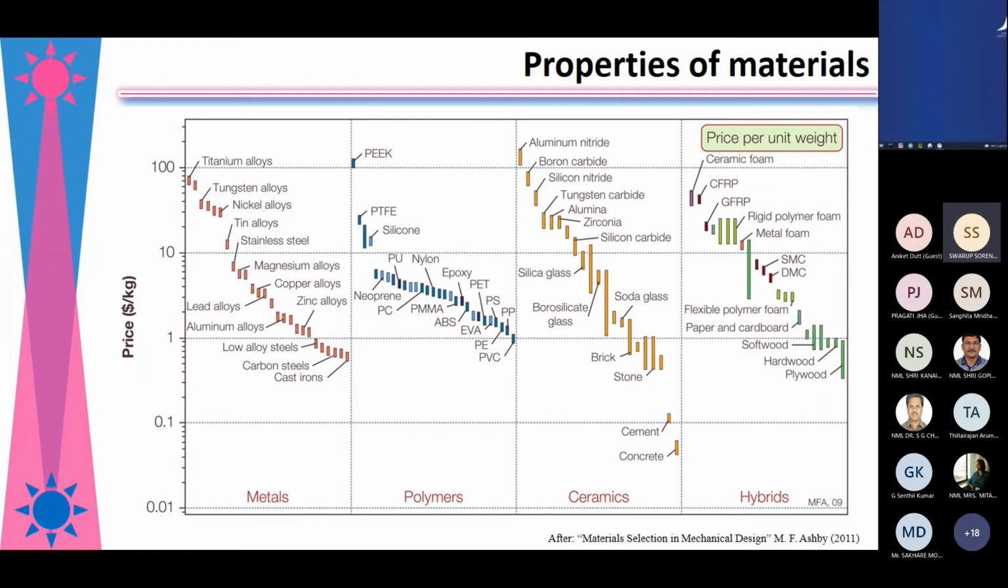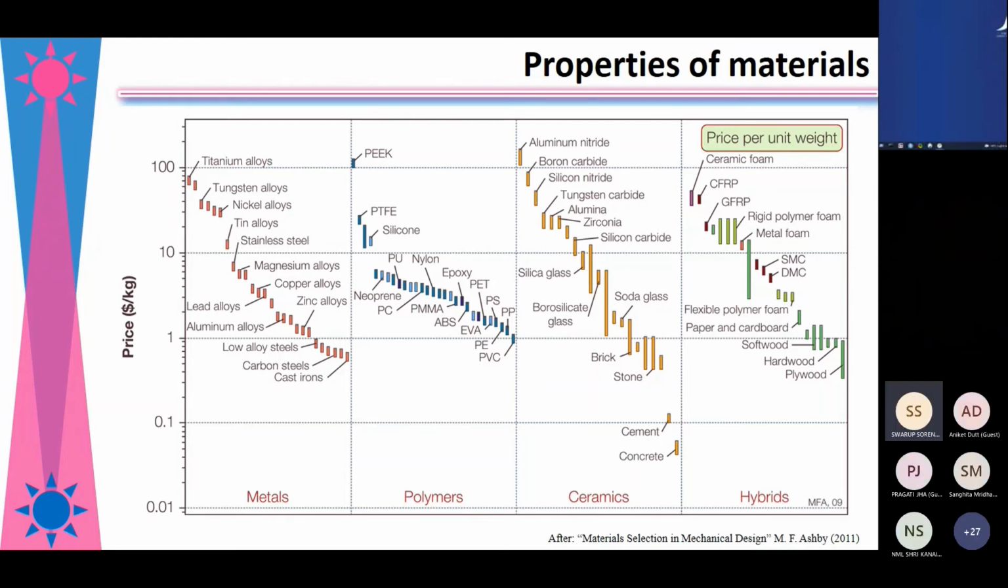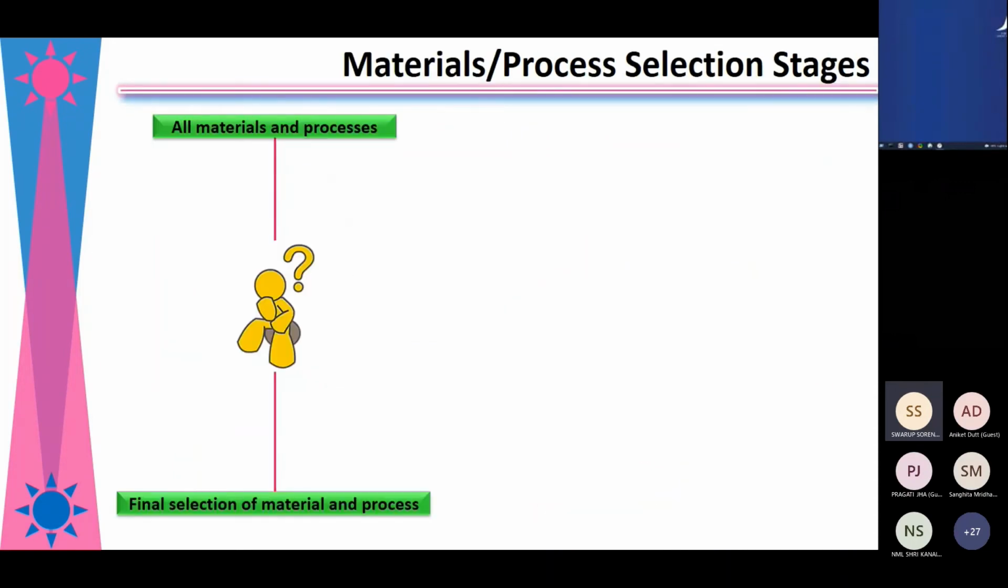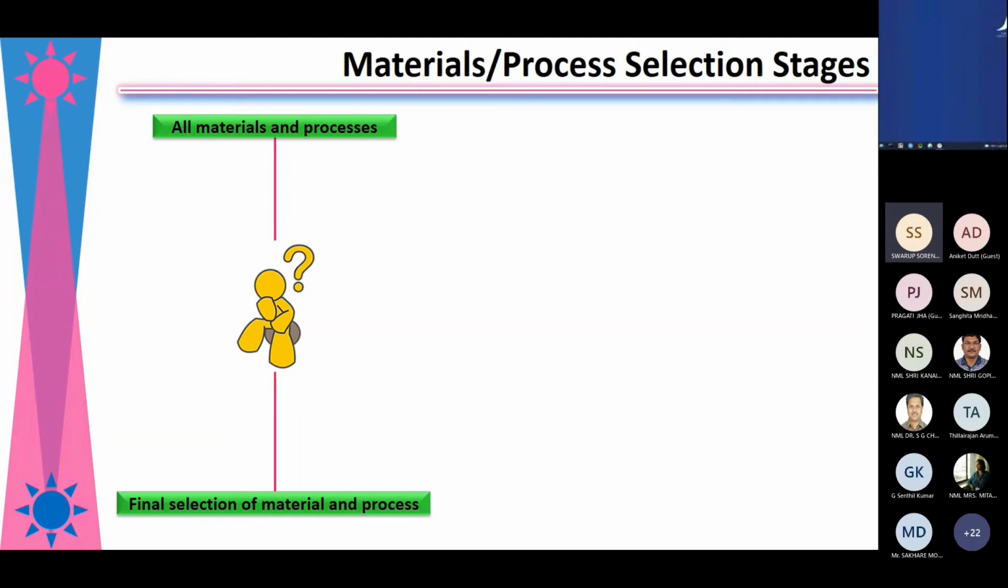So what are the different stages of a selection process? Now we do this for materials as well as processes. So say we have the databases for all materials and processes. So material properties and process limitations, processing routes, tolerances, finish, size, everything. All the data we have, and now we know the design of my product, and I want to choose the final material and process for making that product. So I have several questions in mind.